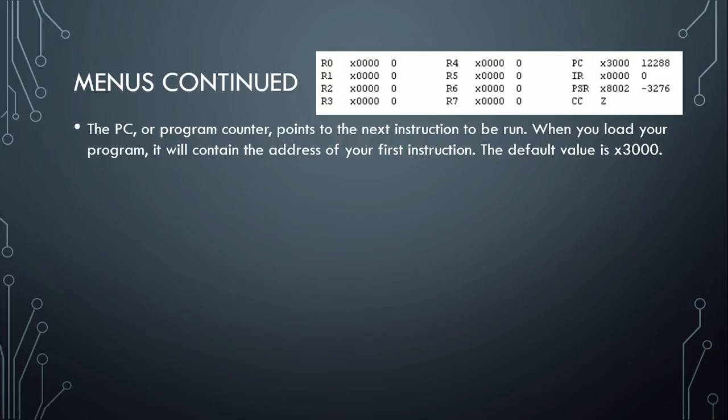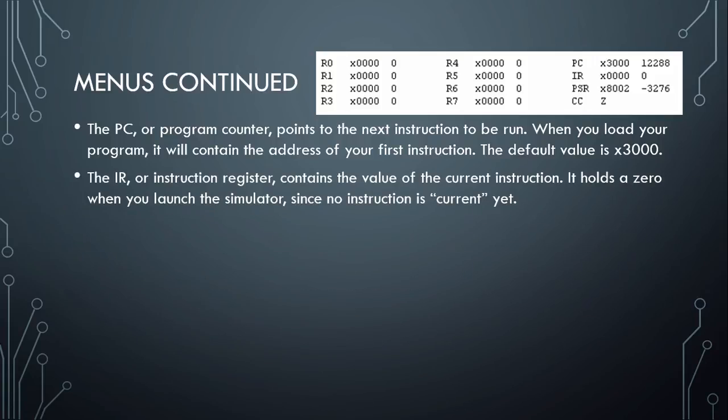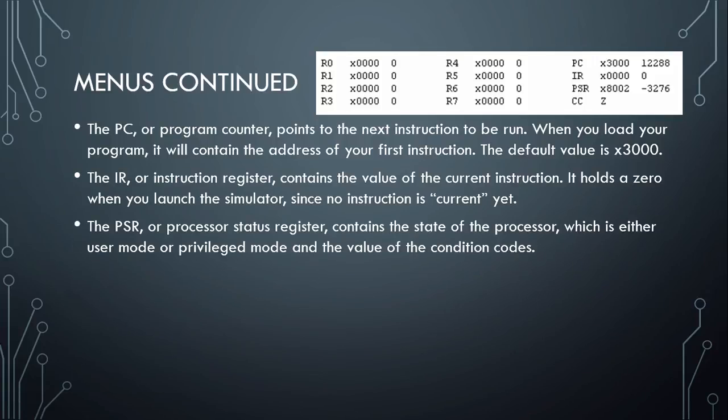Now, looking at a couple other things here, the program counter, or PC, points to the next instruction to be run. When you load your program, it will contain the address of your first instruction. The default value of this, of course, is location 3000. The IR, or instruction register, contains the value of the current instruction. It holds a 0 when you launch the simulator since no instruction is current yet. Then after that, it's going to go to the next instruction and it'll increment accordingly.